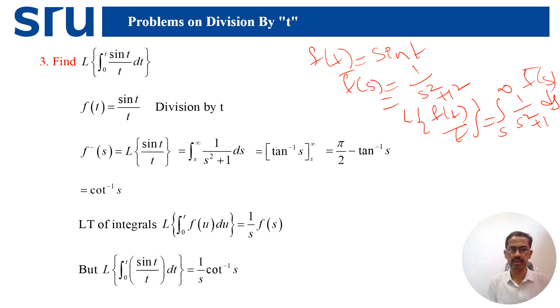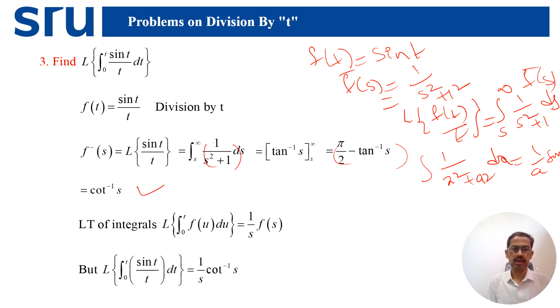This is f bar of s ds. You know the formula: the integral of 1 by x square plus a square dx is equal to 1 by a into tan inverse of x by a. Here a is equal to 1, so that is tan inverse s. Now upper limit minus lower limit. Tan inverse of infinity is pi by 2, so this is pi by 2 minus tan inverse s, which is cot inverse s.